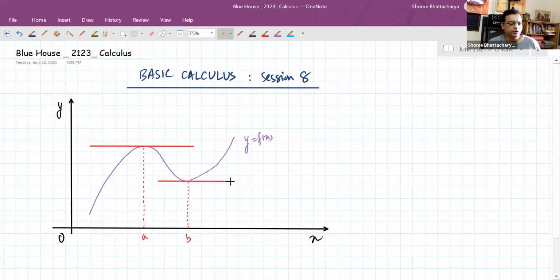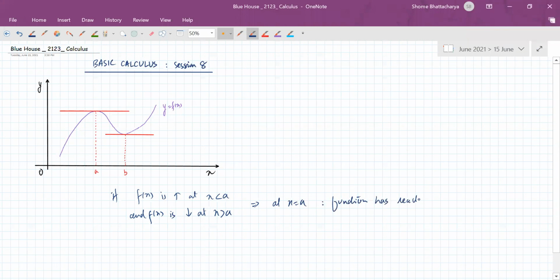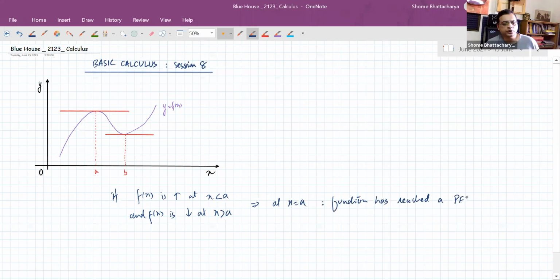So these are our significant points, where the function's rate of change becomes 0. Okay. So basically what we are going to understand is that if f(x) is increasing at x less than a and f(x) is decreasing at x greater than a, then it will imply that at x equal to a, the function has reached a peak sort of point. That peak sort of point is called local maxima.